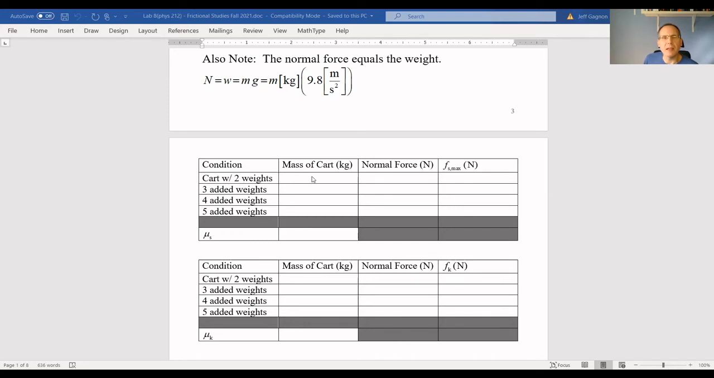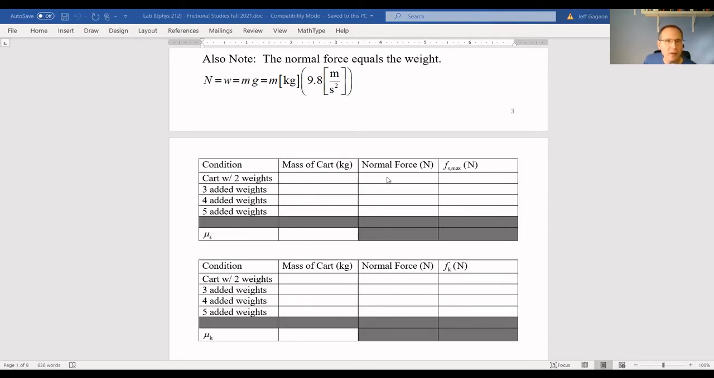One of the things that we need is the mass of the cart in kilograms, right? If you're watching this because you couldn't attend lab, you can get this information from your lab partners. Or if for some reason you can't, just contact me and I can give you some data for this, so the mass of the carts. And this will be the same for both of these tables.